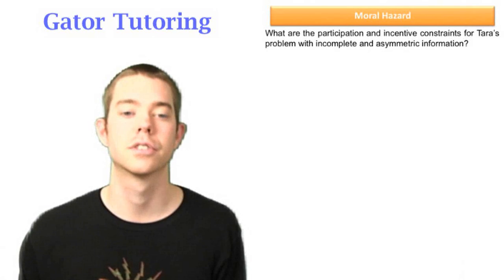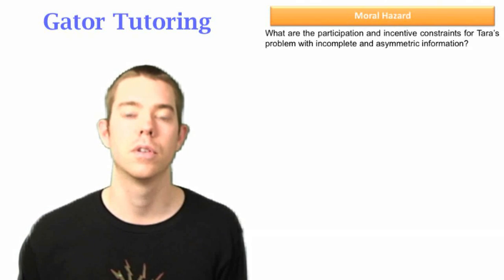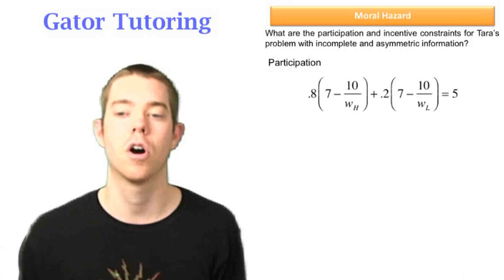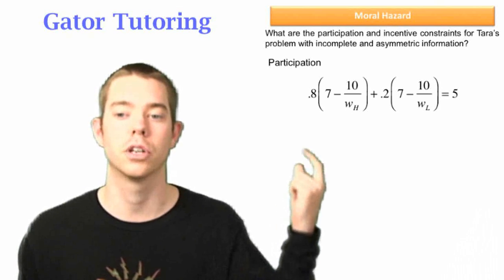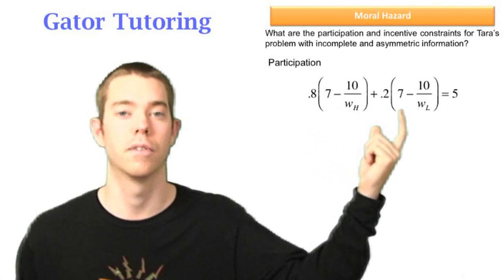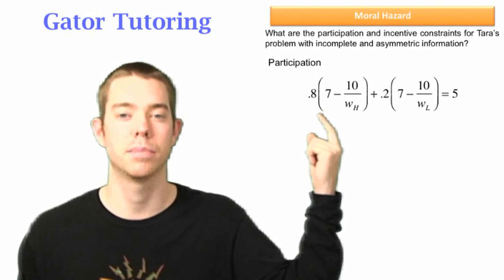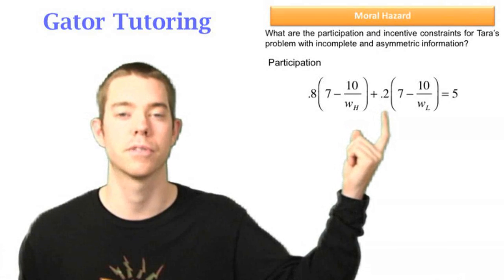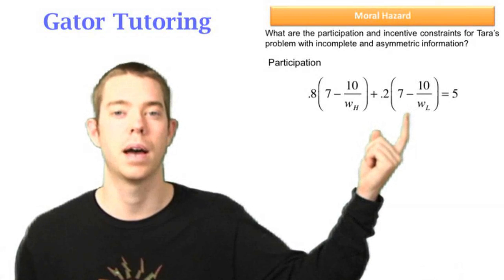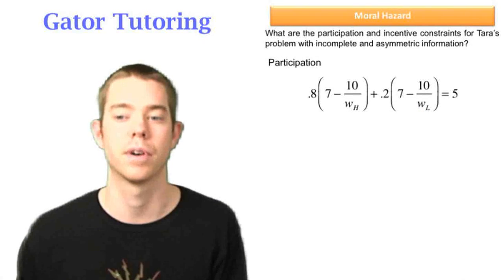The next question says, what are the participation and incentive constraints for Tara's problem with incomplete and asymmetric information? So we know that the participation constraint is going to be working hard at our job set equal to her other job. Well, working hard at our job, we're going to use the utility function of hard work, which is represented by that 7. 80% of the time, we're going to actually make the high wage. So we're going to have the WH in our utility function. 20% of the time, therefore, we're going to make the low wage. Or we're going to make low value and therefore get paid the low wage. And we're going to have to make that equal to 5.